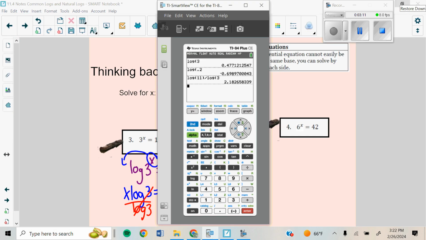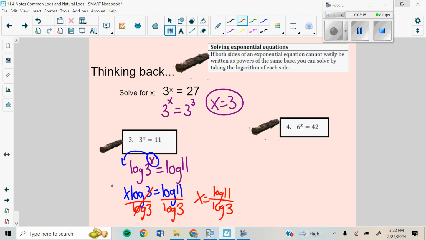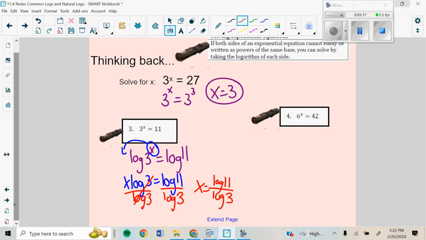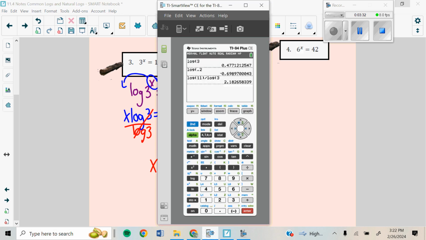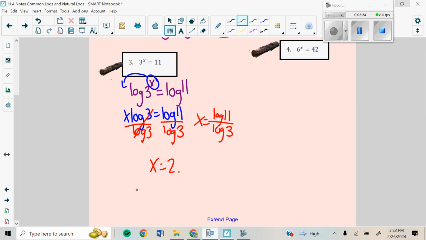So if we go ahead and take that, let's just go to 4 decimal places. So we end up with x equals 2.1827. Gotta make sure my rounding's right for you guys.